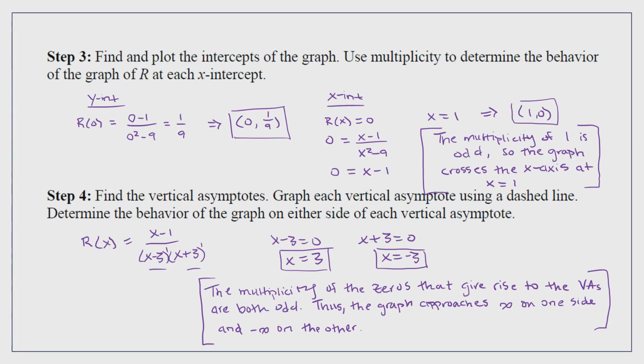And then for step 4, we found our vertical asymptotes, which are the real zeros of the denominator. And we then identified the multiplicities of our real zeros of the denominator, which both came out to be odd as well. So we know then that the graph is going to approach infinity on one side and negative infinity on the other. Okay.